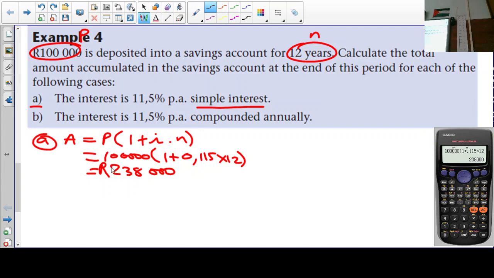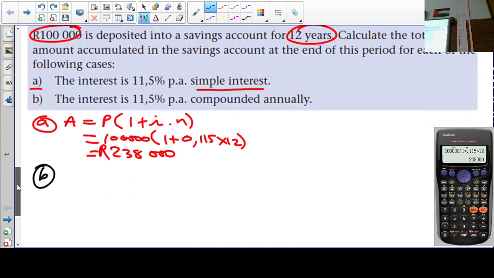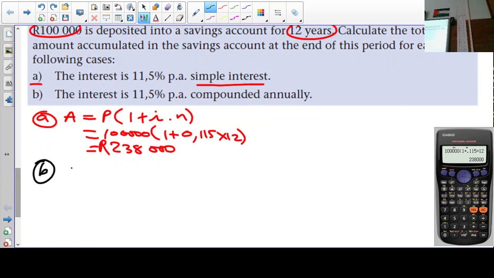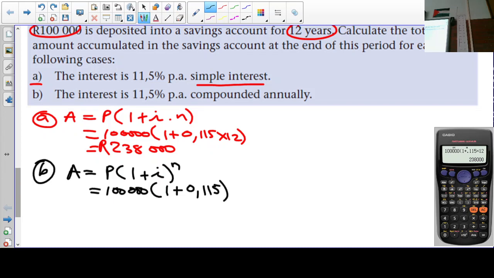And then for the B part of the question, we are told the interest is 11.5% per annum compound interest. So compound formula. A is equal to P into 1 plus I to the exponent n, which is 100,000 into 1 plus 0,115 to the exponent 12. You'll see that this amount will be definitely higher than that. And during tomorrow's lesson, I'll explain to you and refresh your memory why.